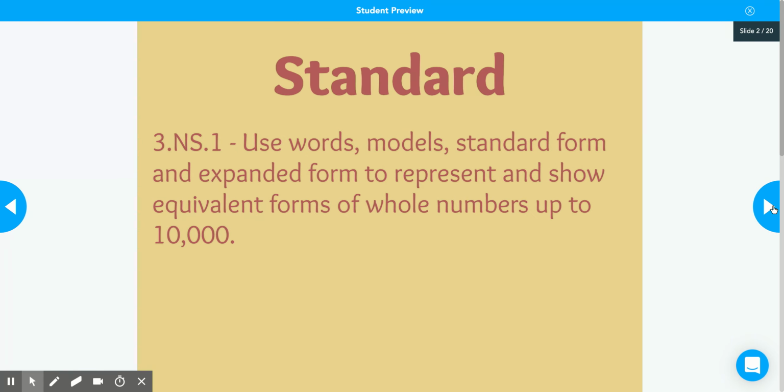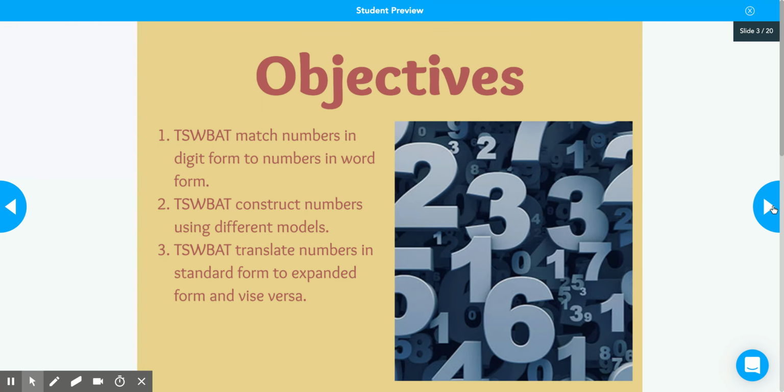Let's start off today with our standard. Use words, models, standard form, and expanded form to represent and show equivalent forms of whole numbers up to 10,000. And now, the three objectives to fall under our standard.